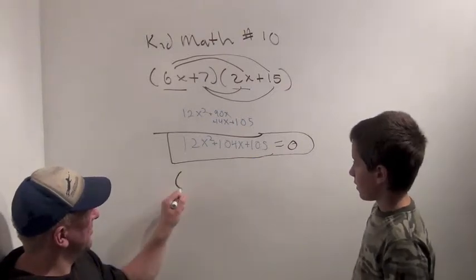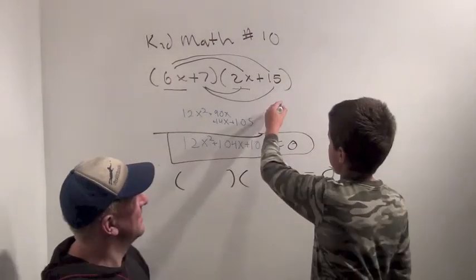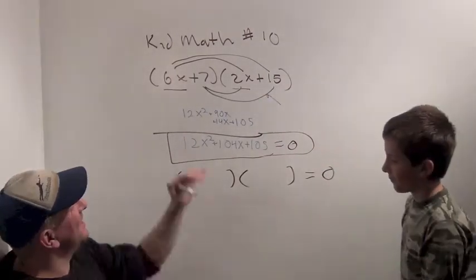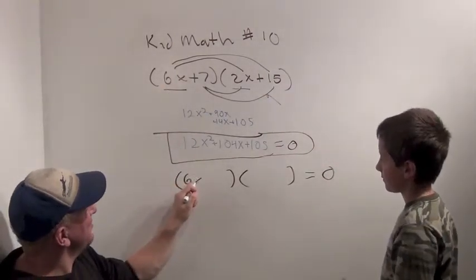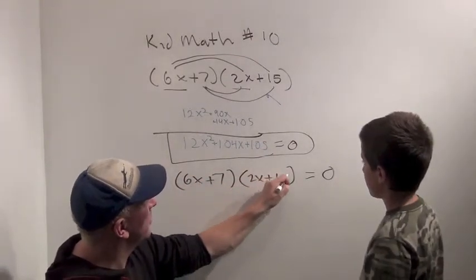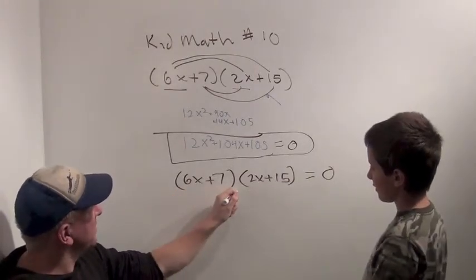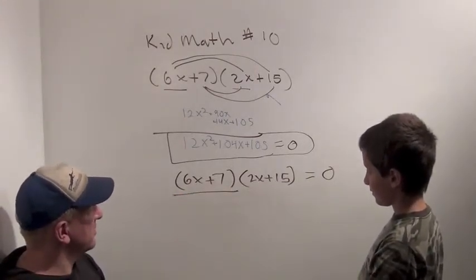Right, let's try to factor this. I wonder if this factors into something nice. This factors into this. Oh, it came from this. So in this particular case, this is 6x plus 7 times 2x plus 15, and we already knew that. Yes. Okay, so what value of x makes this equal to 0?